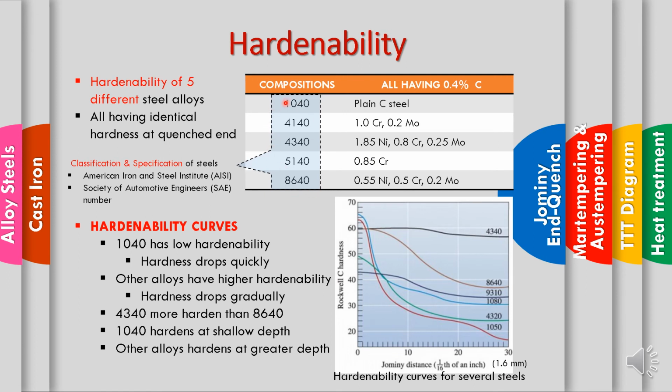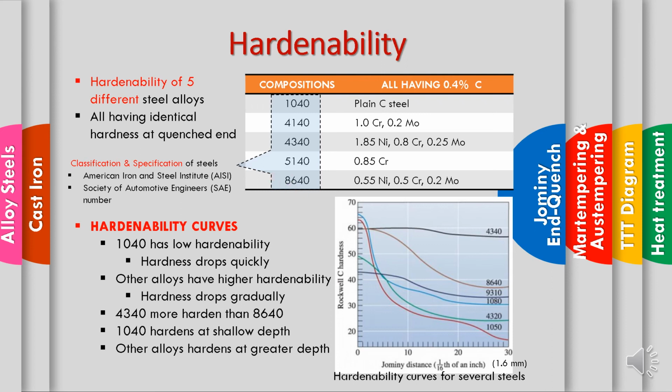As you can see, there are numbers 1040, 4340, 4140. This is the classification of the different specific steels, produced by the American Iron and Steel Institute, or the Society of Automotive Engineers, which set the classification and specification of steel.